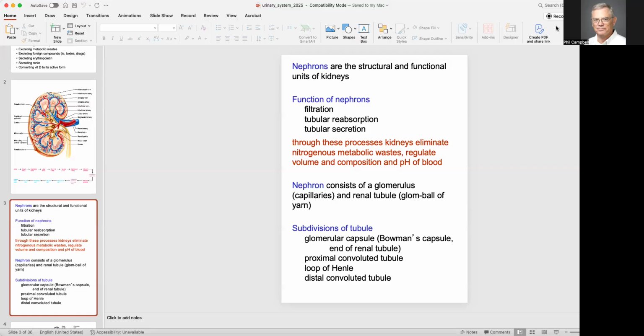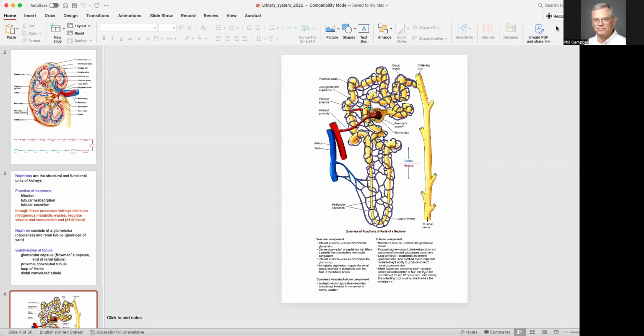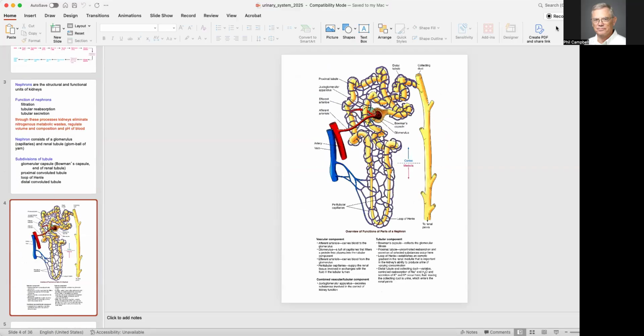All right? So these are the functions. I'll show you a picture. Here is a simplified picture of the anatomy of a nephron. So let's start with the vascular component over here. Here's the red vessel, and that denotes, in this particular case, the arterial side. We begin with the afferent arteriole. It then proceeds to the glomerulus, and that glomerulus looks something like this.